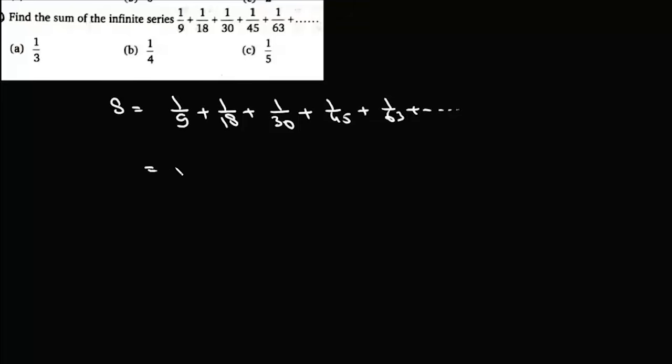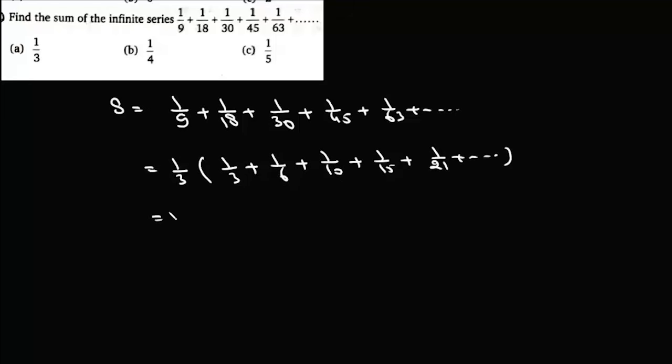Now here the question is, we need to find the sum of this infinite series which is 1 by 9 plus 1 by 18, 1 by 30, 1 by 45, 1 by 63 up to infinite. Now we can take 1 by 3 common. So it will be this 1 by 3, 1 by 6, 1 by 10, 1 by 15, 1 by 21. Now this is 1 by 3 and this is 1 into 3.